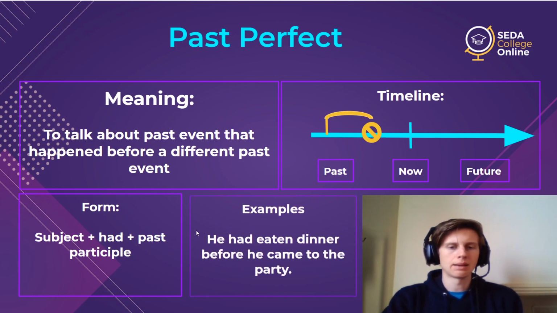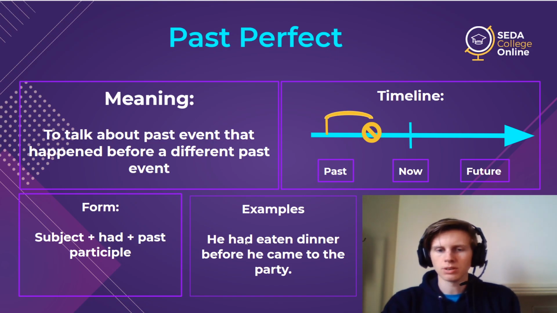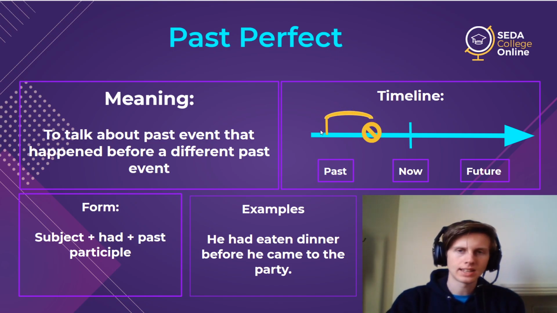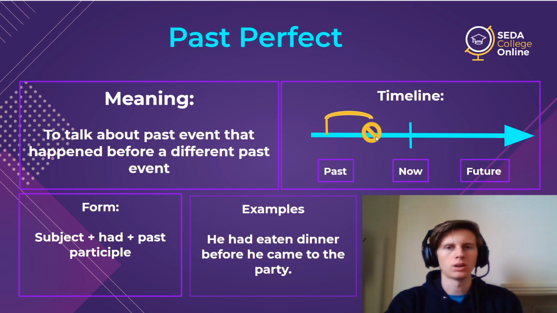So, for example, he had eaten dinner before he came to the party. So we have our two verbs here. We have our past perfect, had eaten, and then we have our past simple, came. So here's our past simple. He came to the party, right here. Well, something happened before. He ate dinner. So I say in the past perfect, he had eaten dinner before he came to the party.